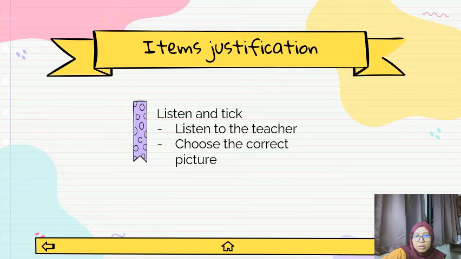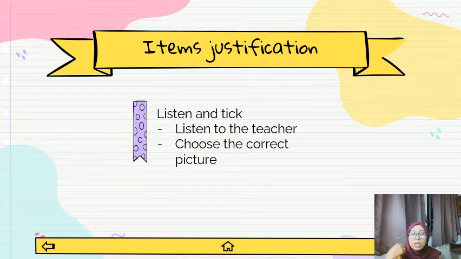Alright, last but not least, for the items justification, I use listen and take. This one is for section C, the listening questions, where I have shown before there are pictures. For example, for one question there are three pictures, and then the student needs to listen to the teacher, and then they need to choose the correct picture.